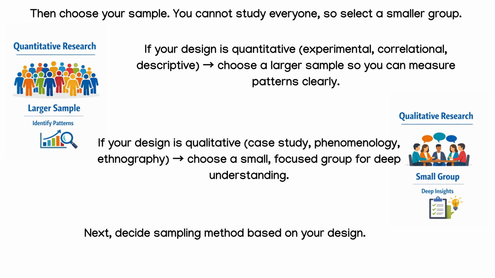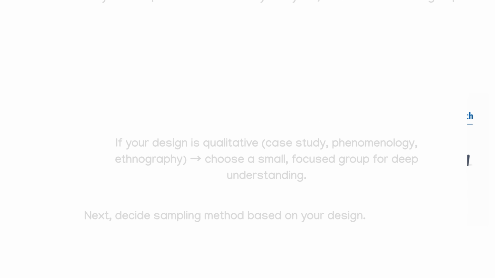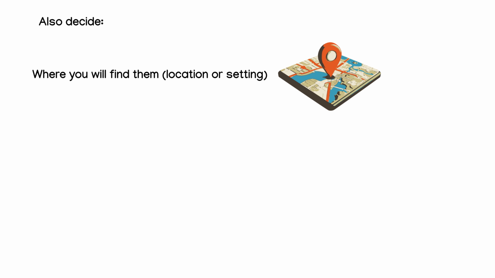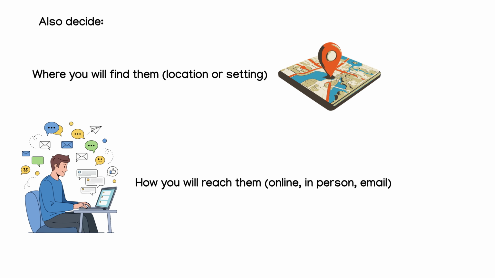Next, decide sampling method based on your design. Please watch above video to learn about how to choose sampling technique. Then define who to include and exclude. Include only participants who are directly related to your variables. Exclude those who do not have relevant experience or data. Please watch above video to learn about how to decide inclusion and exclusion criteria. Also decide where you will find them, location or setting, and how you will reach them: online, in person, email.